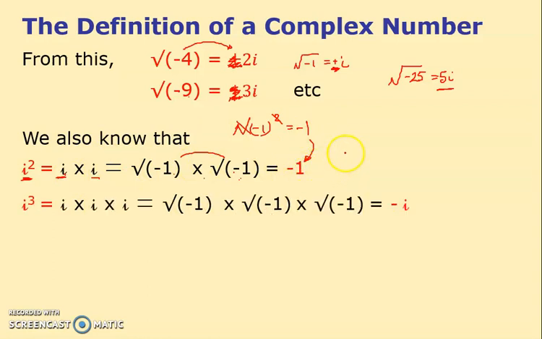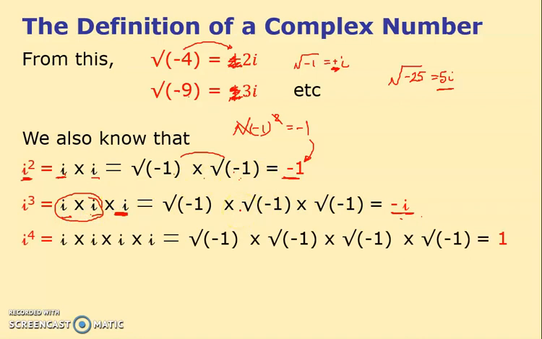So i squared, we're going to make sure we know, is -1. And i cubed is interesting as well. i cubed is obviously i times i times i. But I know what i times i is: as I've just said, -1. So if I times it by i again, my answer is -i. Because -1 times i is -i. And i to the 4 is interesting as well. I've already worked out that i times i is -1, and that times that is -1 times -1, which is 1. So i to the 4 is 1.